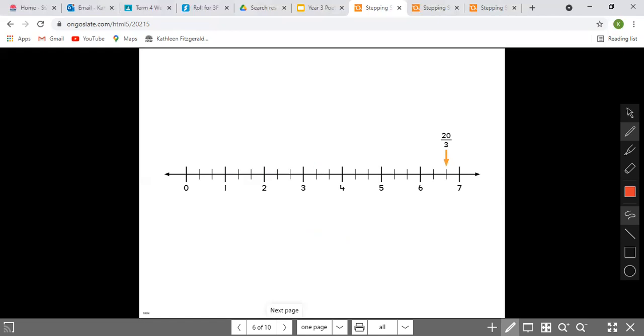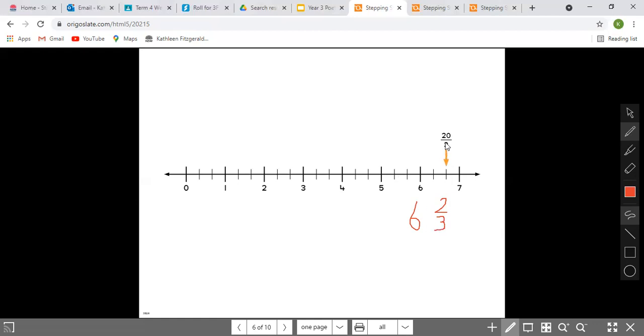Now we've got 20/3 up here. So again, we've got our number line broken down into thirds. We need to know that we've got two ways of doing this. If it's on the number line, we can say, well, the last whole number we had was 6. Now we've got 2/3 left over.